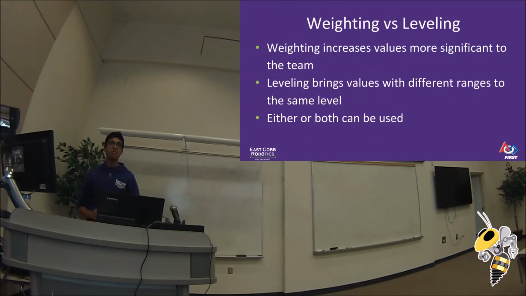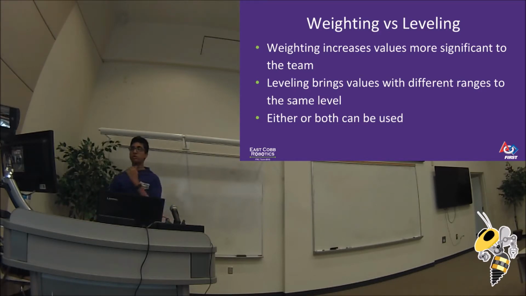So one last thing before showing you that is the difference between weighting versus leveling. So weighting is increasing values more significant to the team. So for example, in the 2017 season, say you had the auto line versus the cubes in the scale. For example, if you thought auto line was more important, you might give auto line a weight of 5 and not give scale a weight.